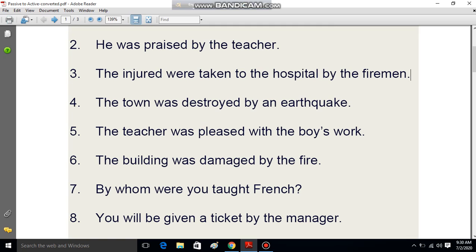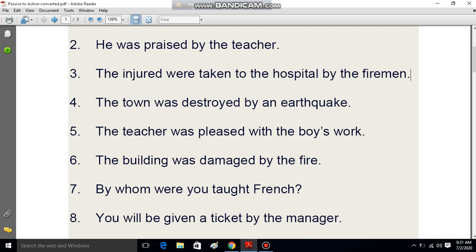Next it comes, the town was destroyed by an earthquake. So it's also past simple. So an earthquake destroyed the town. Just make the subject an earthquake, then take the past form of the verb, destroyed, then the object. So an earthquake destroyed the town.